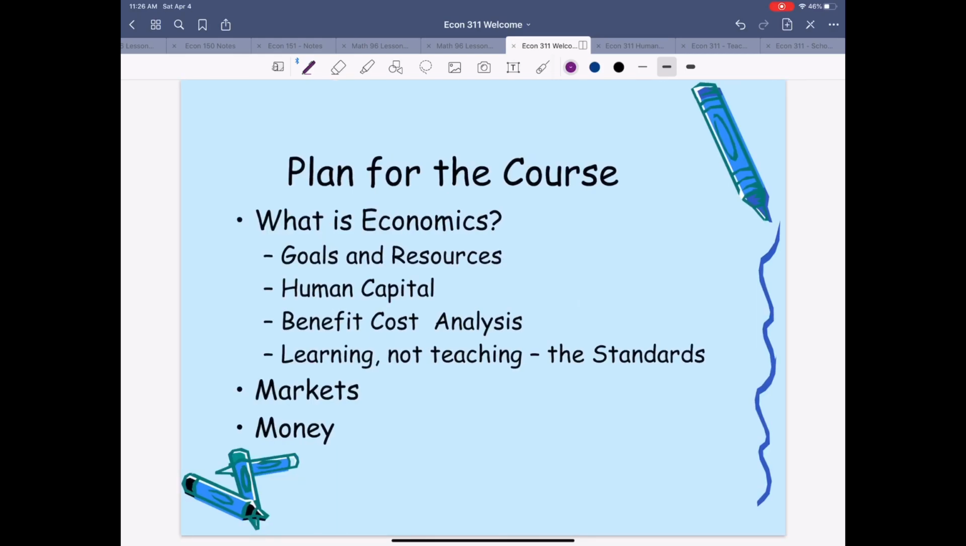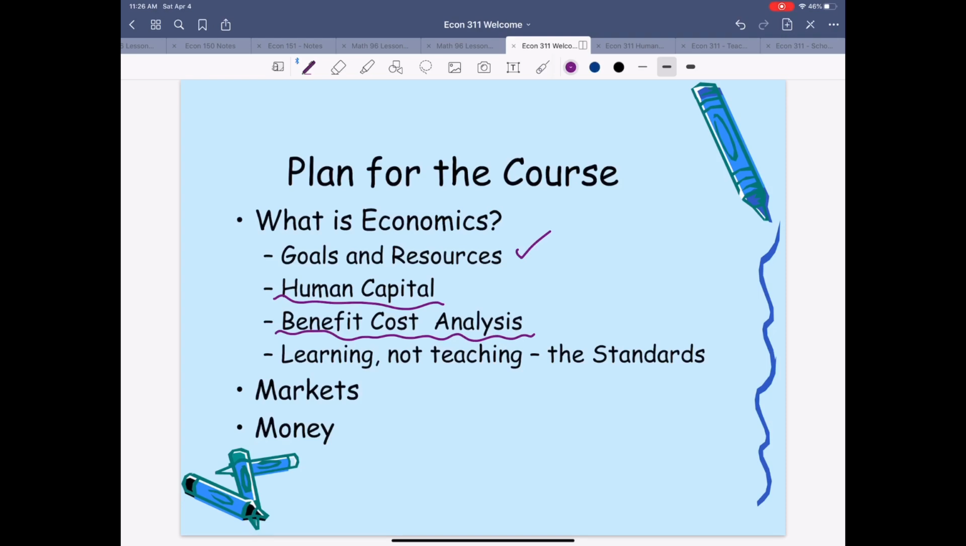As we plan for the course, we're going to go through some stages here. We're going to look at the definition of economics, goals, resources. We've already talked about that a little bit today. Next lesson, we'll look at what is human capital specifically and ways that we can teach our students about the importance and power of human capital. We'll look at benefit cost analysis, that economic reasoning process for decision making.